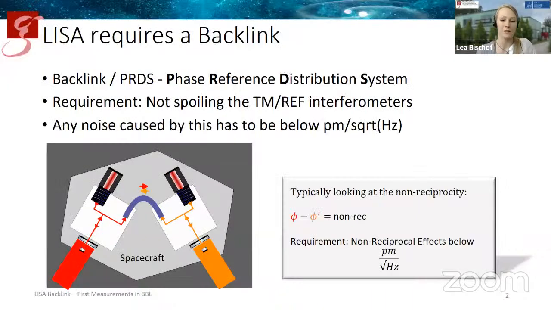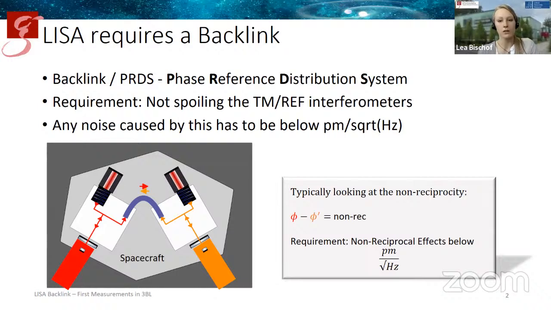So let's quickly start with what the backlink in LISA is. In each spacecraft, we have our 2 optical benches, each in one of the movable optical subassemblies, the MOSAs. And these optical benches need to have an optical connection between them. And this is what we call the backlink, or the phase reference distribution system, in short PRDS.